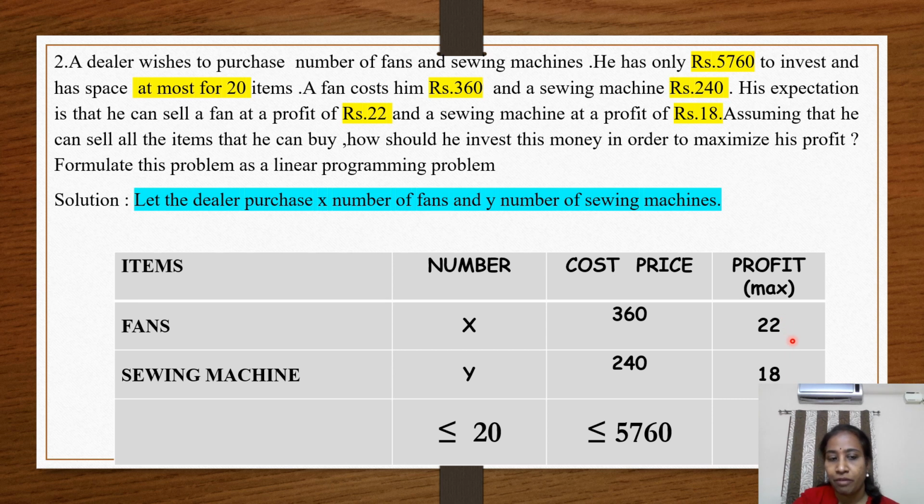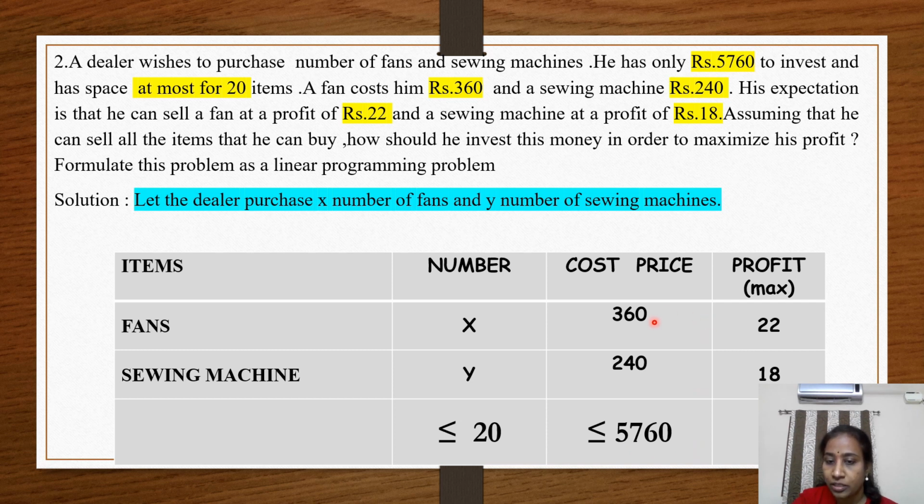So the profit per fan is rupees 22. Profit per sewing machine is going to be 18 rupees. So I write 22 and 18 and I write maximum here because we are going to maximize this profit. And then the two most important things we have to note down from the question is the person has only rupees 5,760 to invest. So I should write less than or equal to 5,760 here.